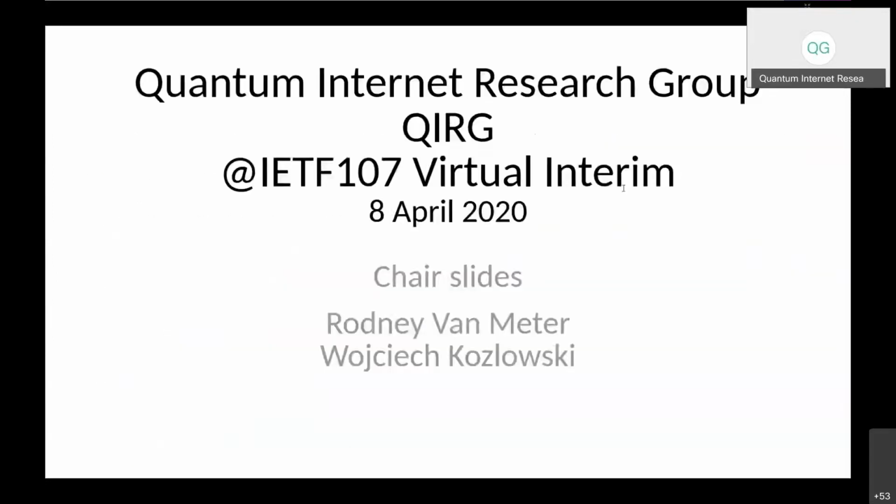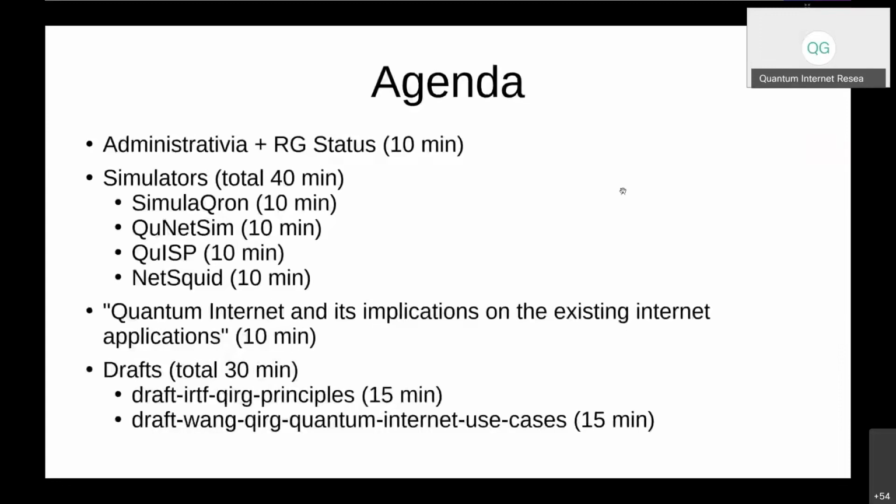Okay, so let's start with the meeting. The agenda for today is packed, so let's try to stick to the times, and I'll try to closely monitor that. We will first start with some administrativia and a brief RG status update. There will then be a slot to talk about simulators, as there's been quite a lot of attention on the mailing list lately, with 2 releases and 1 coming out soon. There's a talk volunteered by Nathan Aw about the quantum internet and its implications on existing internet applications. And then we'll have a half-hour slot to talk about the 2 current drafts in the working group.